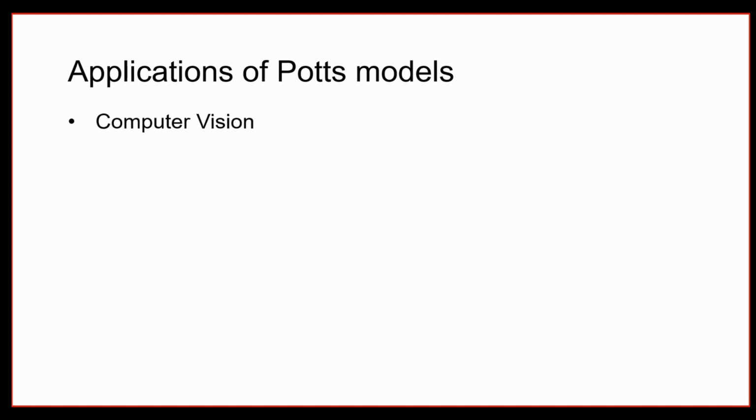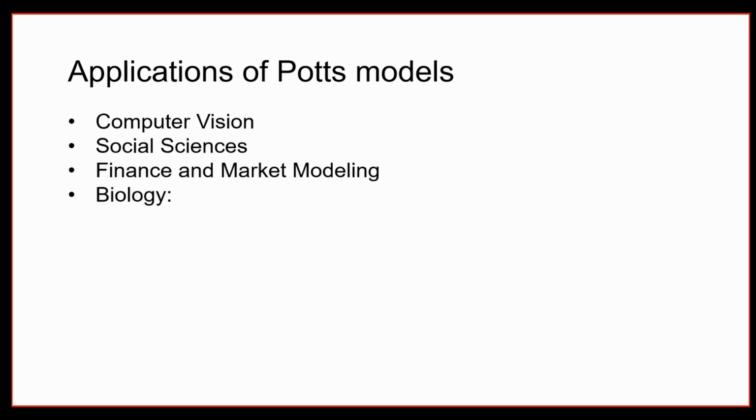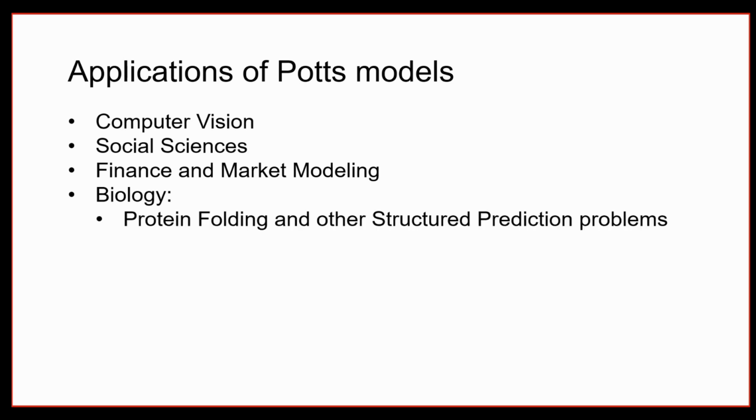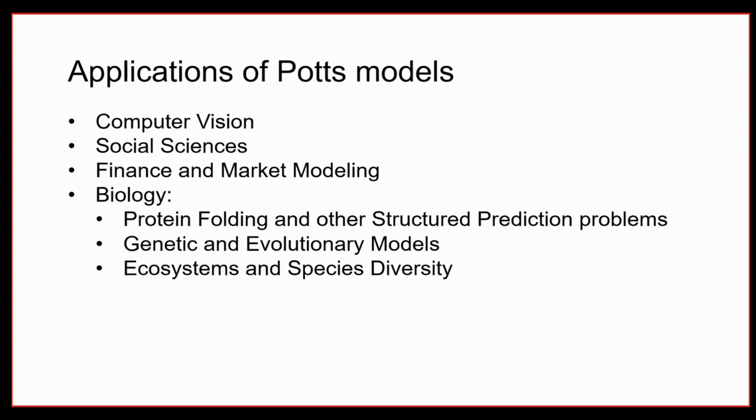There are a lot of applications for these Potts models. In particular, this talk will be looking at a computer vision application. Computer vision is one of them, and it's also used in social sciences, finance and market modeling. And there are a lot of applications in biology as well: protein folding and other structured prediction problems, genetic and evolutionary models, ecosystems and species diversity, and cellular systems.